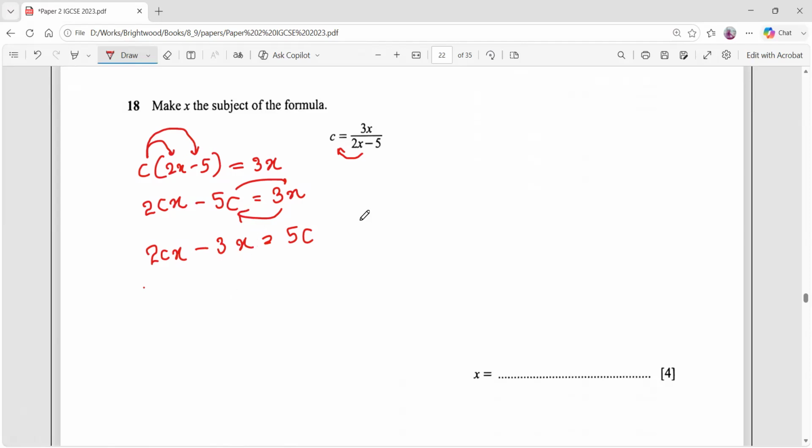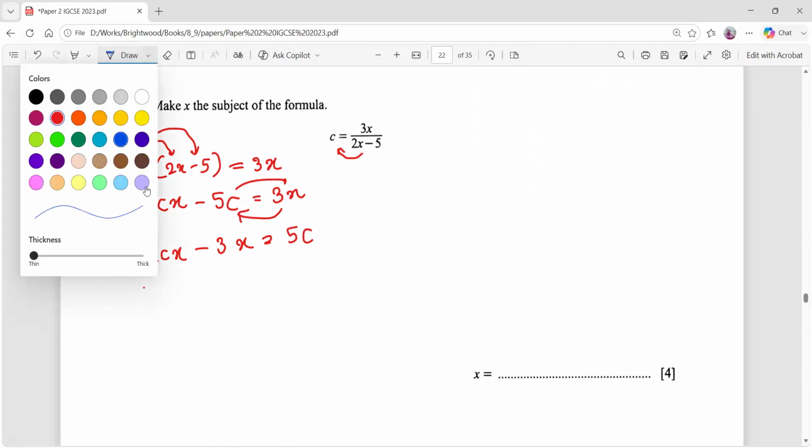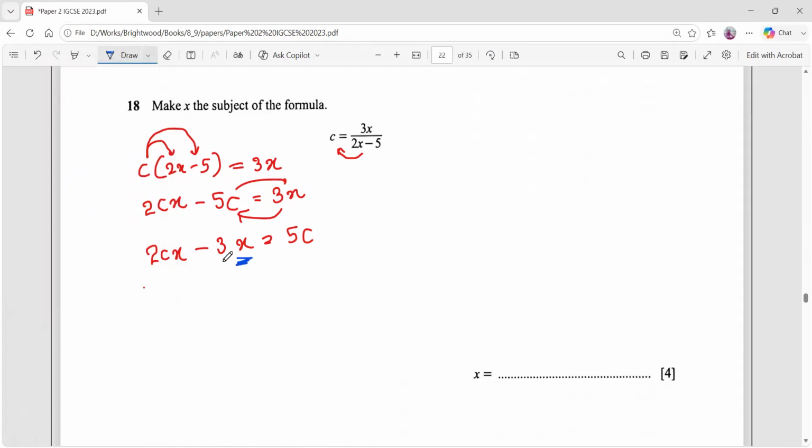What I did, I took x terms into one side, and terms without x into the other side. Now here there is x, here there is x. If I take x separately, what is the remaining part? Here the remaining is 2c minus 3 equals 5c.